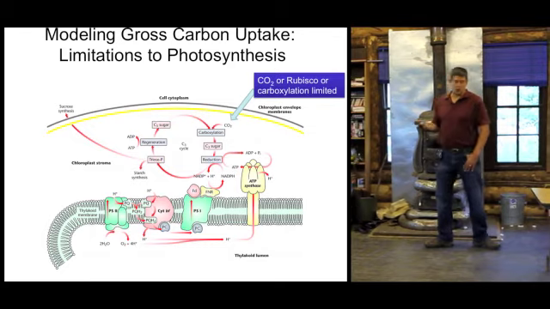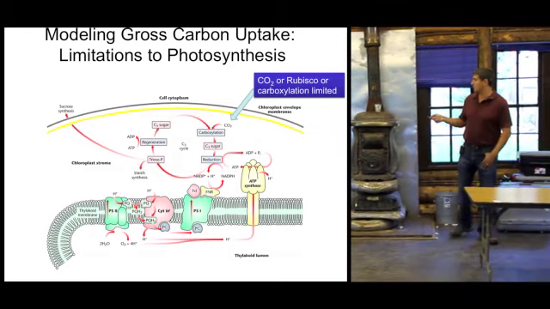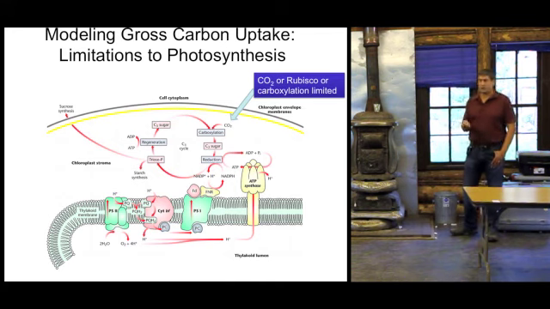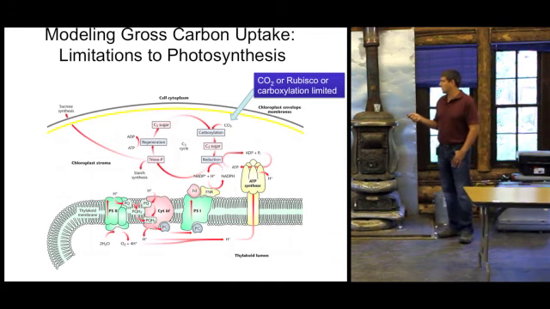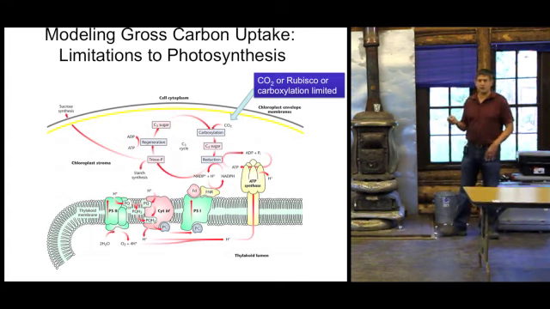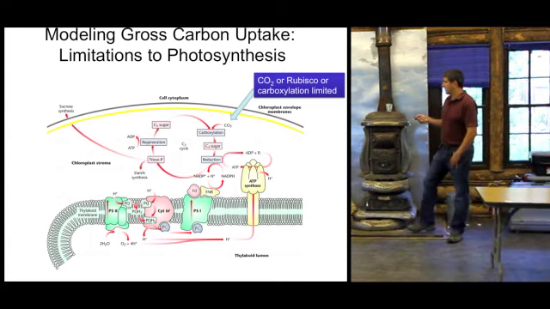The first thing that could determine our rate of carboxylation is how much CO2 or how much rubisco is present in the leaf. That's what we call carboxylation limited, or CO2 limited, or rubisco limited photosynthesis. It's been published all three ways. Unfortunately, it's not been standardized.